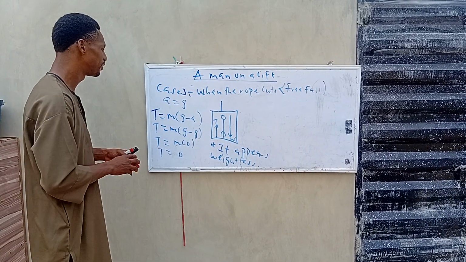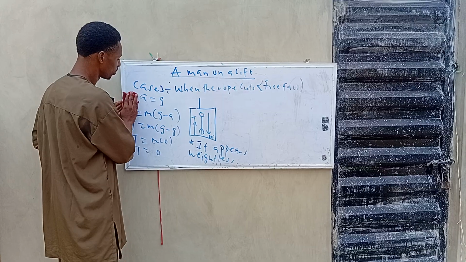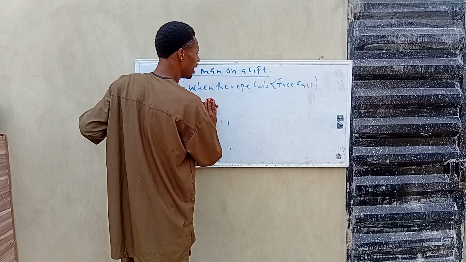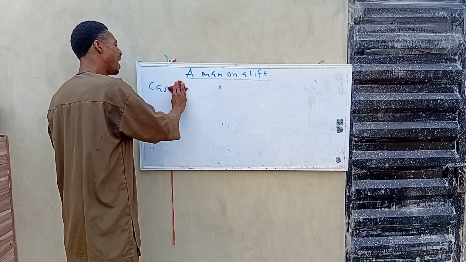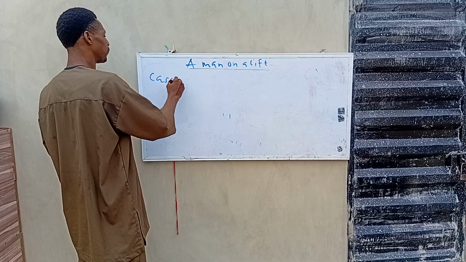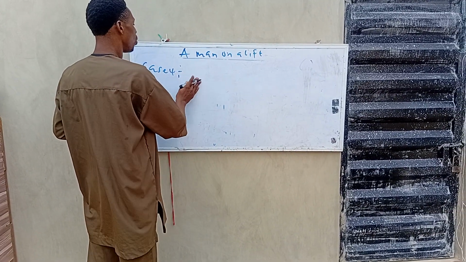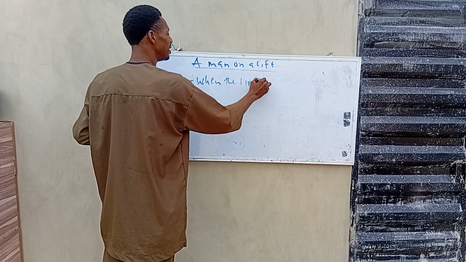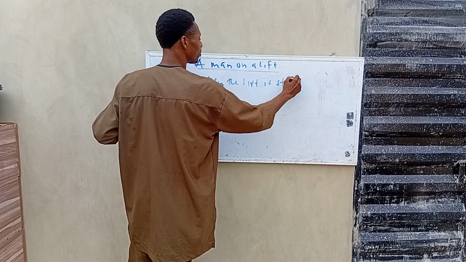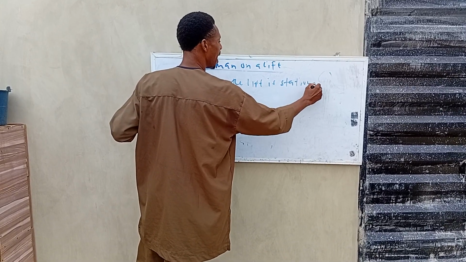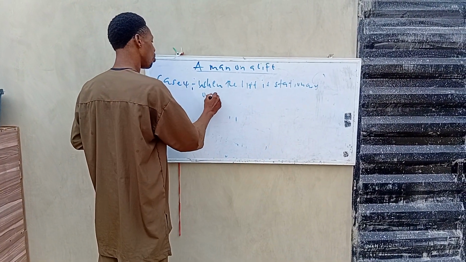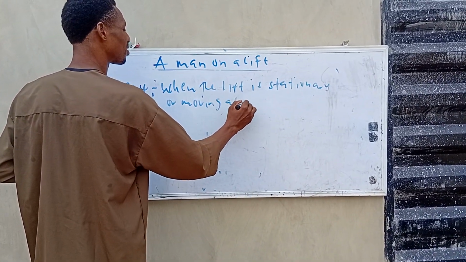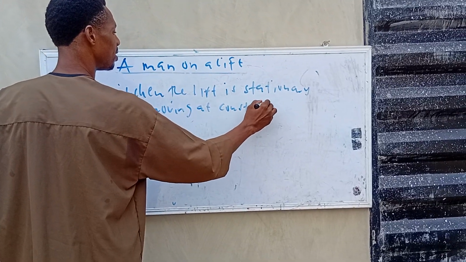Now let's move to the last case, which is case 4. Case 4 is talking about when the lift is stationary, or moving at constant velocity.